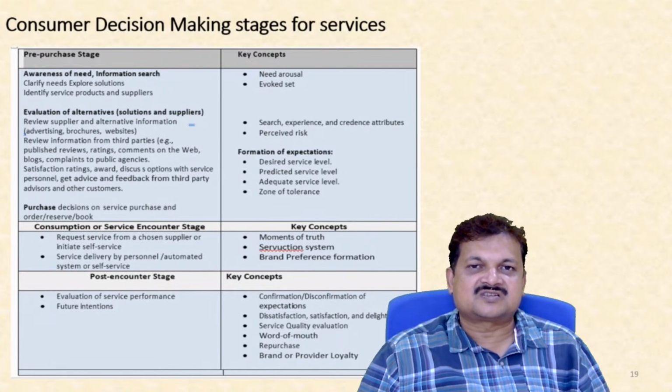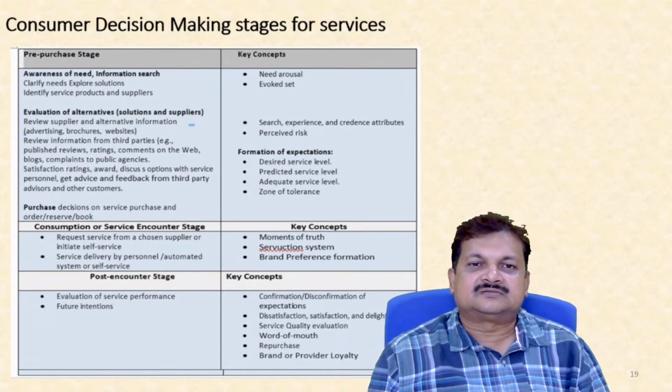Formation of expectations. Here we have expected levels: desired service level, predicted service level, adequate service level, and zone of tolerance. The desired service level is what is really required, what everybody requires, and this must be available in the market. Second is the predicted service level. Although these services are available with the people, they require some new thing, and that must be present in your present product.